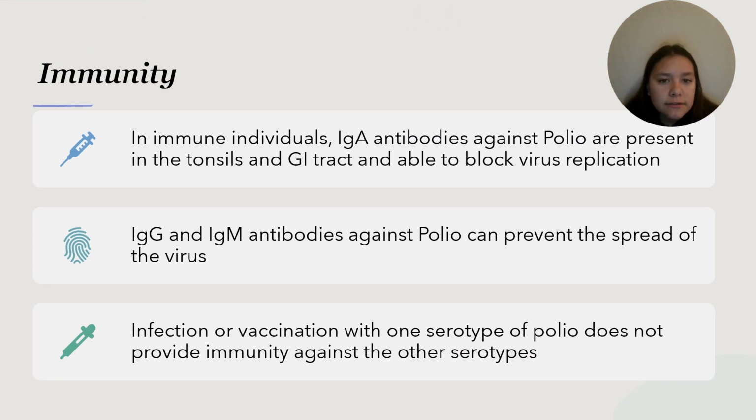Immunity. In immune individuals, IgA antibodies against polio are present in the tonsils and GI tract and able to block virus replication. And of course, immunity is going to be acquired through infection or through vaccination. The IgG and IgM antibodies against polio can prevent the spread of the virus, specifically to the motor neurons in the central nervous system. Infection or vaccination with one type of polio does not provide immunity against the other serotypes. To get full immunity against all of them, you need to be exposed to all three.